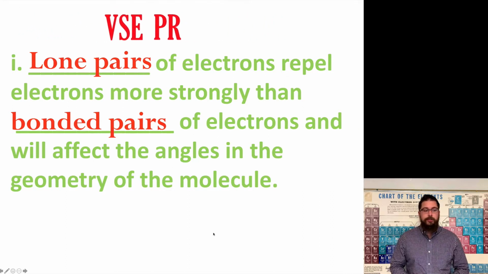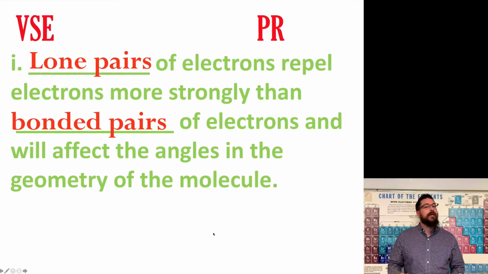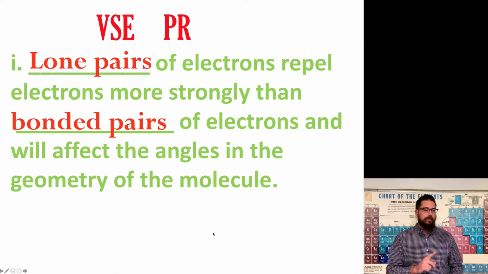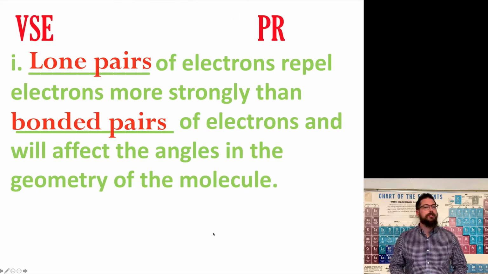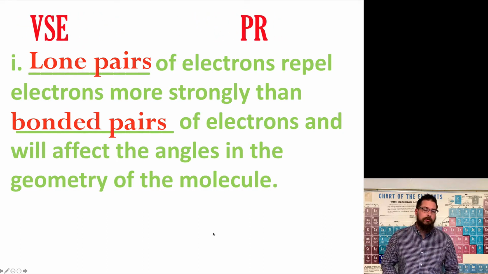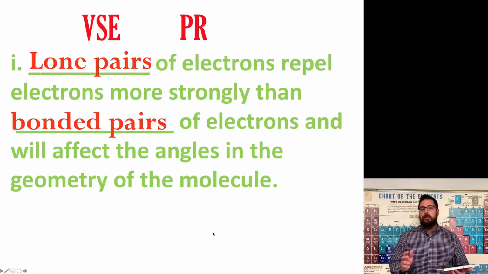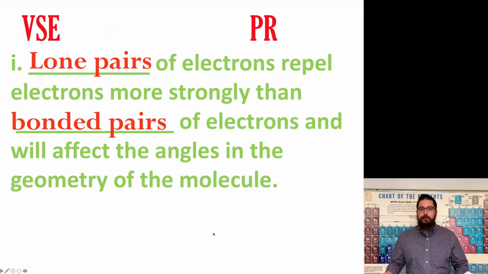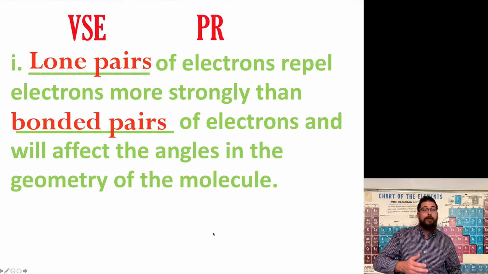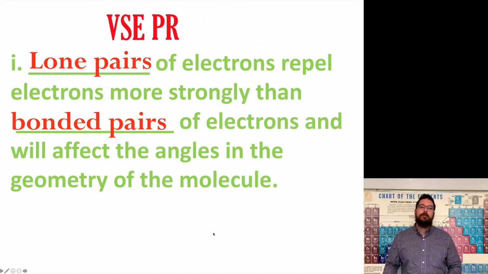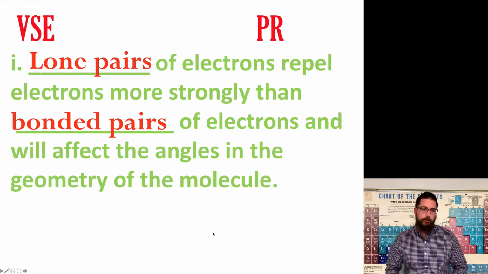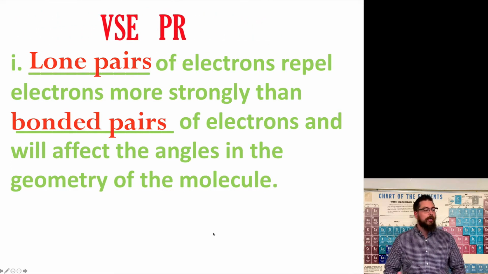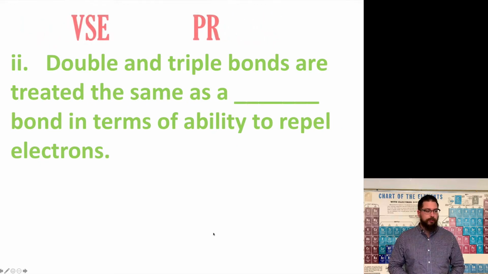Now, lone pairs of electrons will actually repel bonded pairs more strongly than bonded pairs repel each other. I'm going to talk about this in a moment, but this is really important to know. If you have a bonded pair and another bonded pair, those will repel each other, but if you have a bonded pair and a lone pair, a lone pair is going to repel the bonded pair even more, and that actually changes the shape of the molecule. So, something to keep in mind.